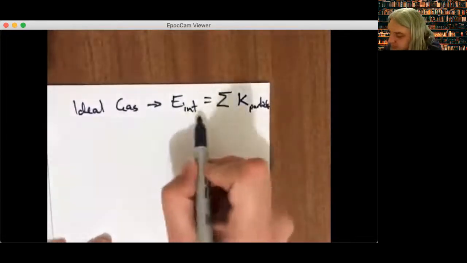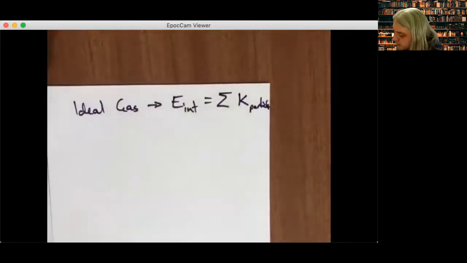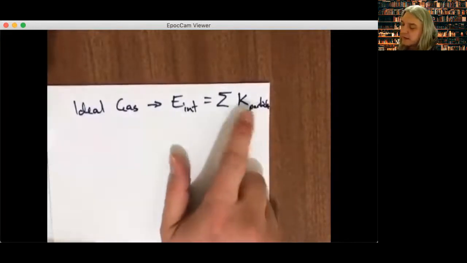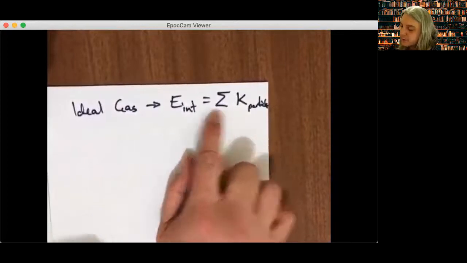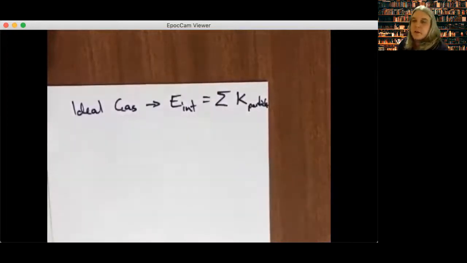Because remember, internal energy is all of the different types of energy in the system. But for an ideal gas, we're saying there's no other kind of energy it can have. It's only kinetic. So therefore, if we can figure out the kinetic energy of each particle and add them all up, then we can get the total internal energy.